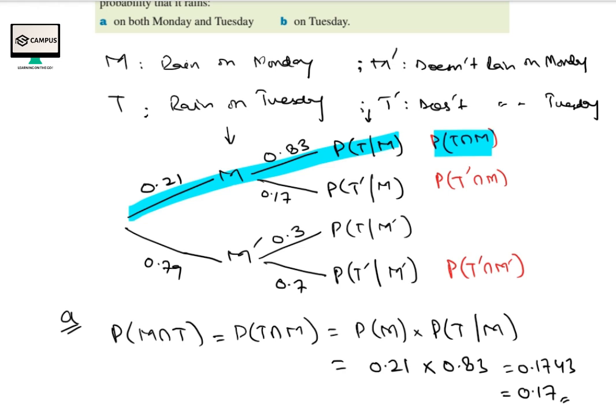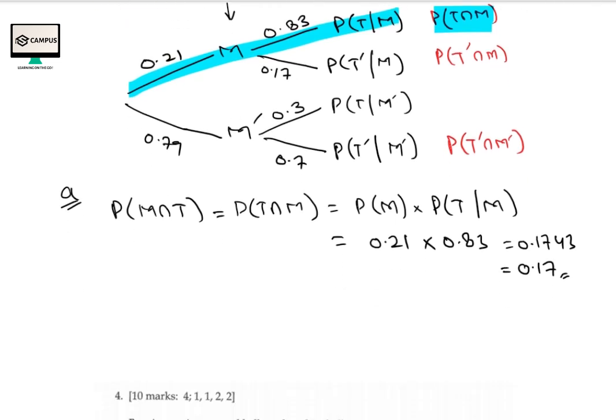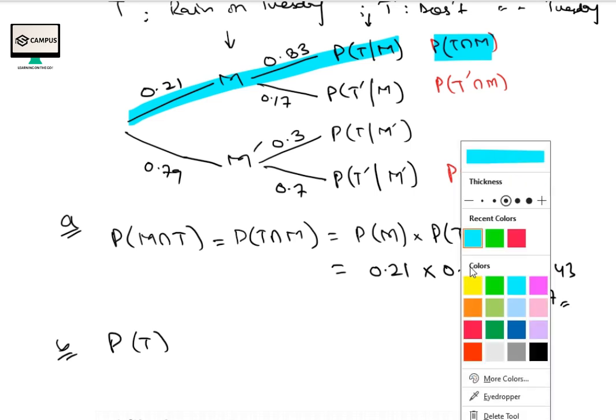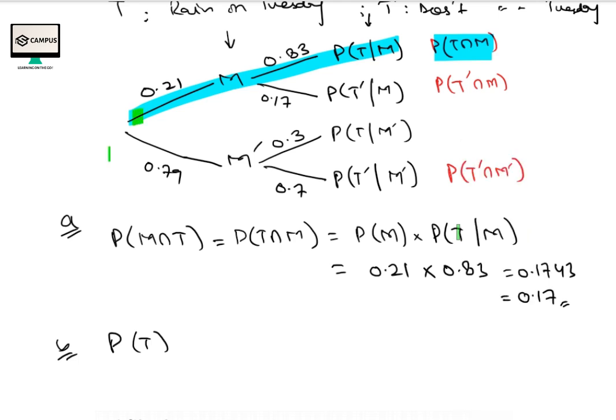Moving on, we also need to find the probability of when it rains on Tuesday. So we need to find this probability when it rains on Tuesday. So if we look at this diagram above, let me highlight the branches when it rains on Tuesday only. So if we have a look real quick, for this event, it rains on Tuesday. And if we look at the other branch as well, in this branch as well, it rains on Tuesday. So there are two possible options when it rains on Tuesday: either when it rains on Monday, or when it does not rain on Monday.